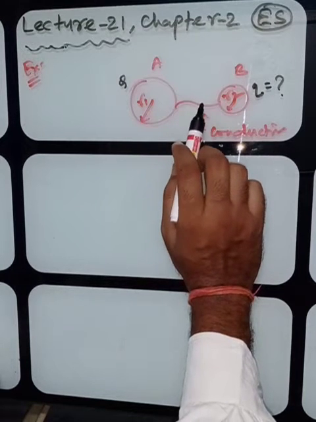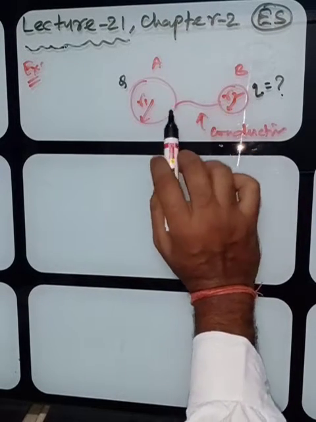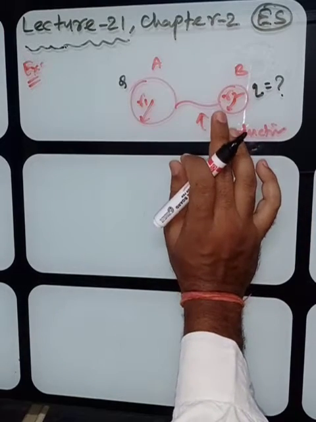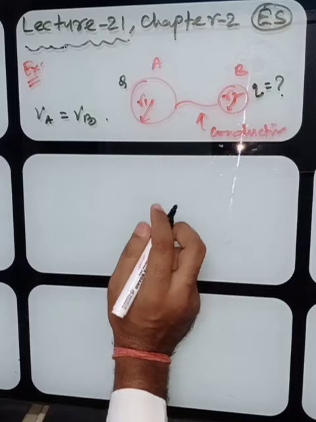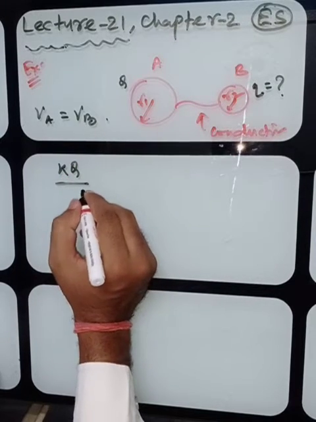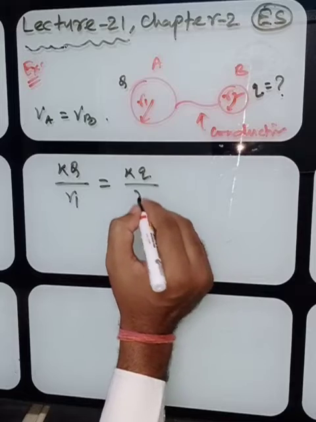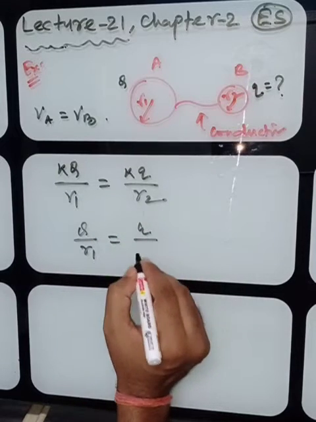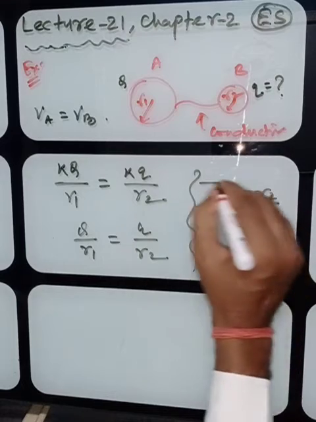As soon as you connect the shell with the conductor, what will happen? Instantly the charge will flow, but at an instant the potential becomes equal. The potential will be equal, and VA will be equal to VB. Now, what is the potential of this shell? It is KQ by R1, which we have derived, and VB, the potential of this one, is Kq by R2. So the K will cancel out. Q by R1 equals q by R2, or you can also write the small q as Q times R2 by R1. So this will be the charge on this shell.